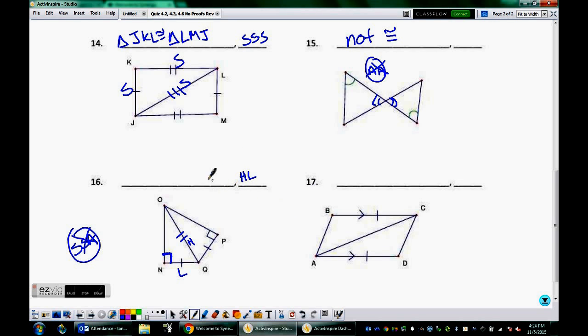Now for my triangles, I've got triangle ONQ is going to be congruent to triangle O with N, my P match, and Q match as well.